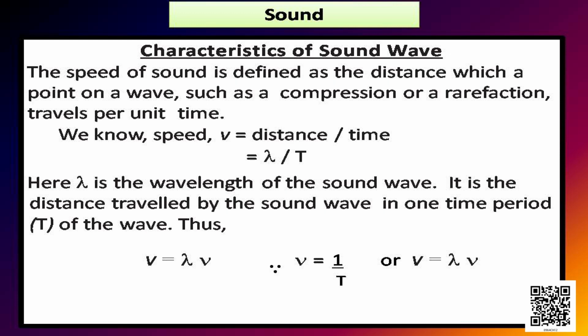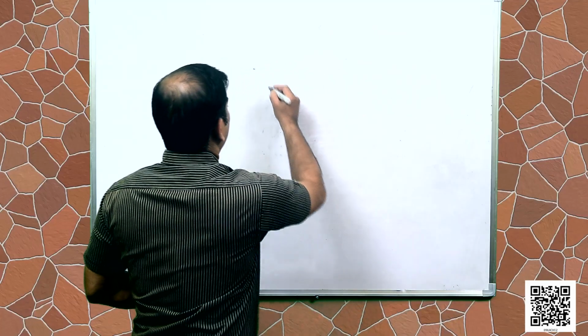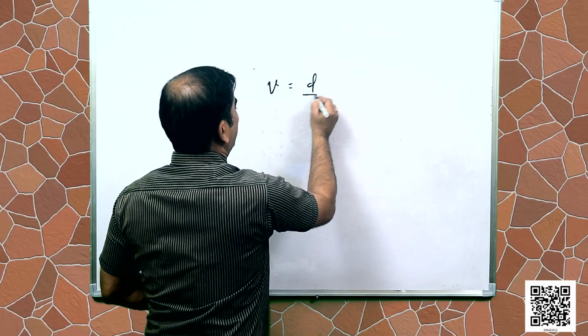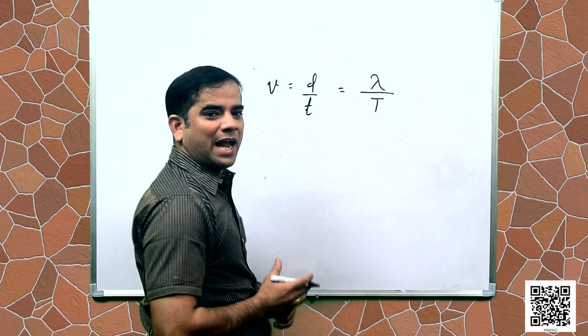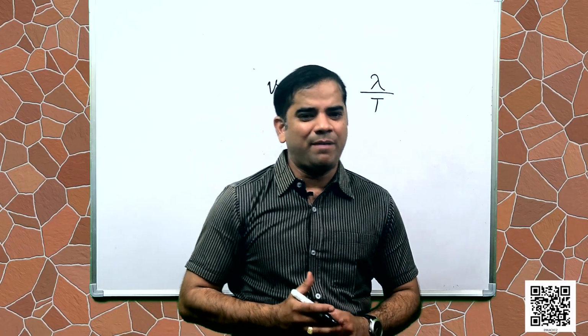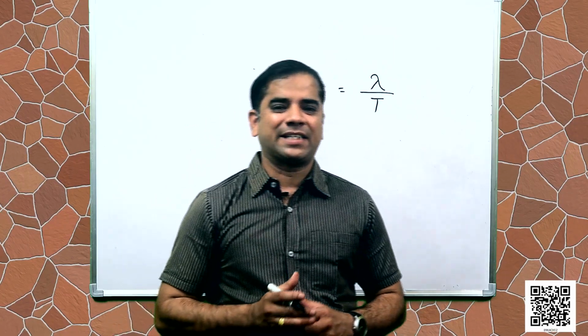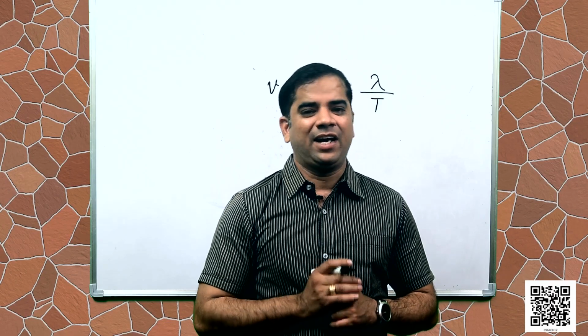Students, let us now discuss the speed. The speed of sound is defined as the distance which a point on a wave, such as a compression or a rarefaction, travels per unit time. So, speed v is equal to distance by time, that is in this case lambda by T, where lambda is the wavelength of the sound wave. It is the distance travelled by the sound wave in one time period T of the wave.